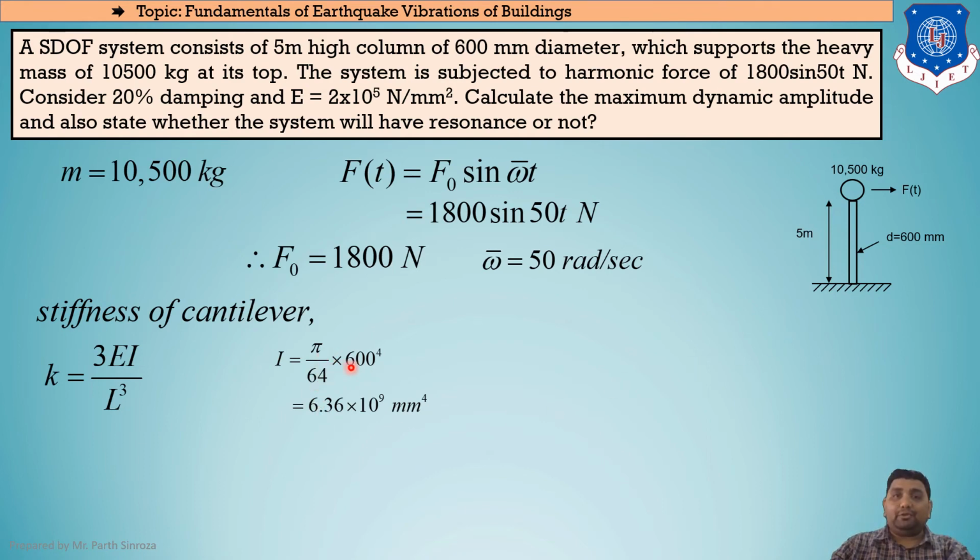So pi by 64 d to the power 4, where the diameter is given as 600. So 600 raised to 4. The answer here comes out to be 6.36 into 10 raised to 9 mm raised to 4. Now we'll be solving everything here.